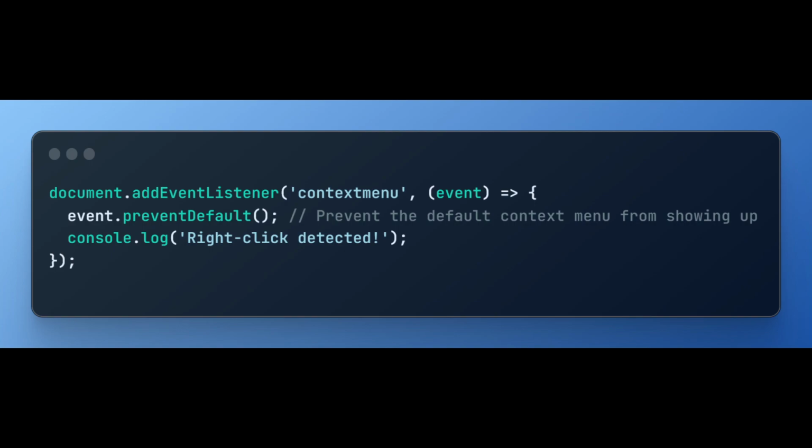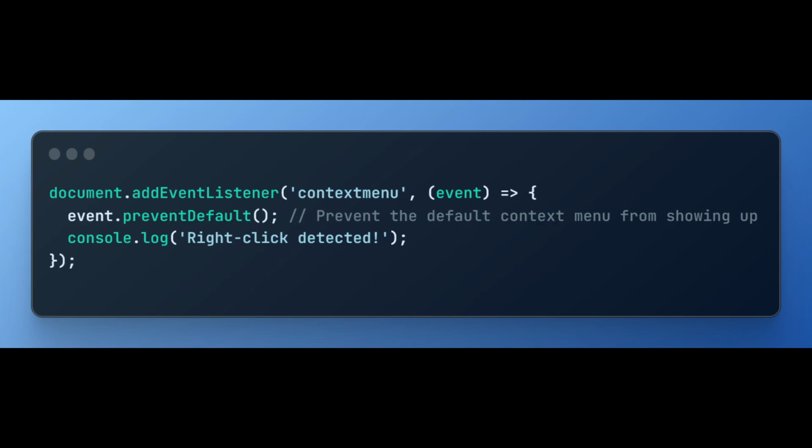To detect a right-click event in JavaScript, you can listen for the contextmenu event, which is fired when the user right-clicks on an element. Here is an example code snippet that logs a message to the console when the user right-clicks on the document. In this code, we use the addEventListener method to add a contextmenu event listener on the document object. When the event is fired, the callback function is executed, and we prevent the default context menu from showing up by calling the preventDefault method on the event object. Finally, we log a message to the console to indicate that a right-click event has been detected.